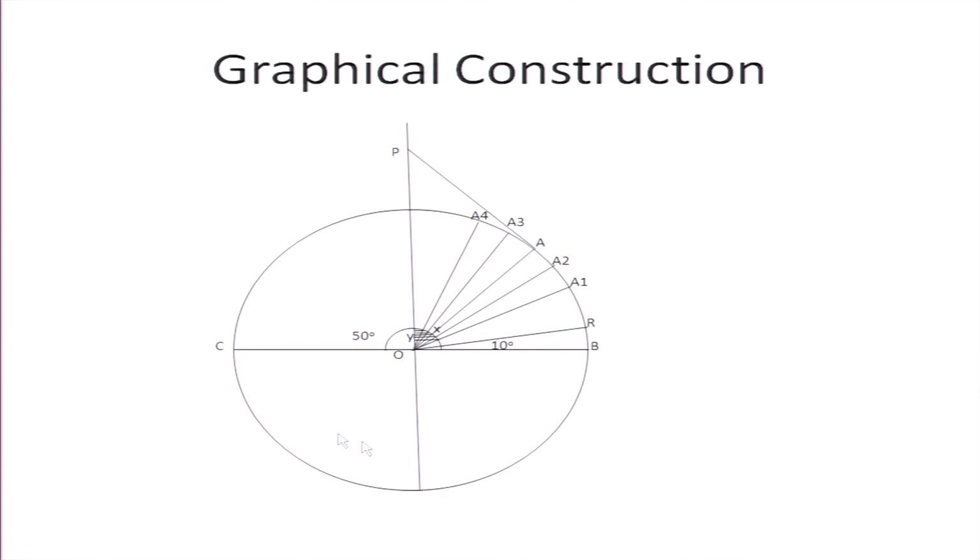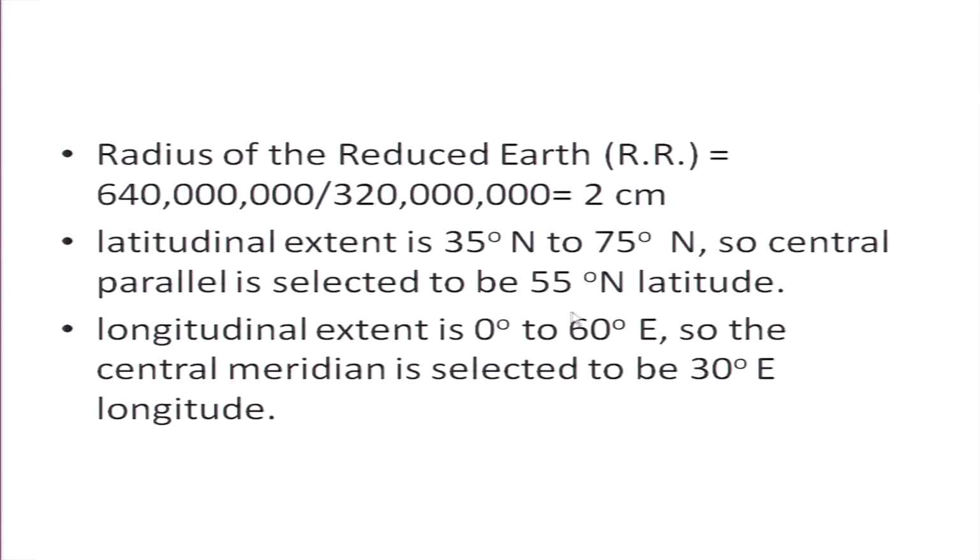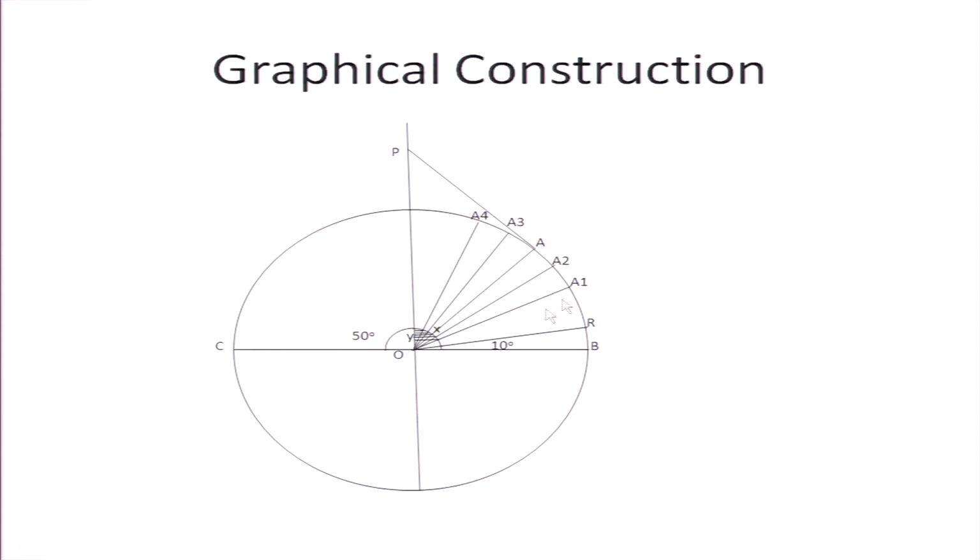We are drawing a circle with radius 2 centimeters, which is the radius of reduced Earth, and then we draw all the angles of latitude, like we had 35 to 75 degrees. So we draw angle A1OB equal to 35 degrees, angle A2OB equal to 45 degrees. Similarly, angle AOB equal to 55 degrees. Now this is angle A3OB equal to 65 degrees and angle A4OB equal to 75 degrees.